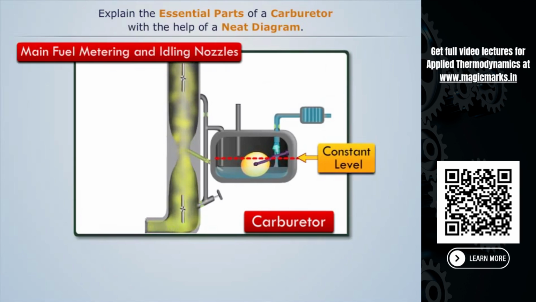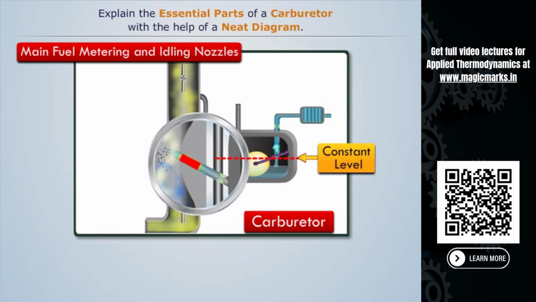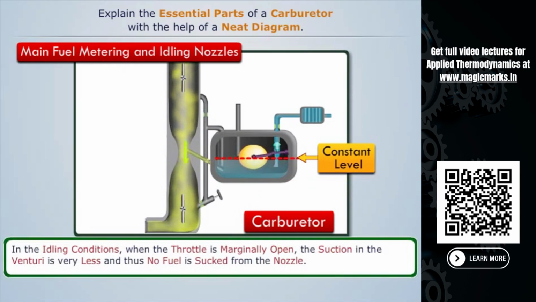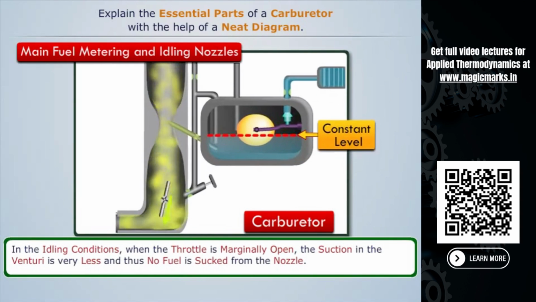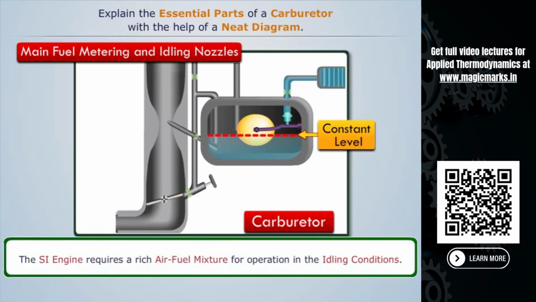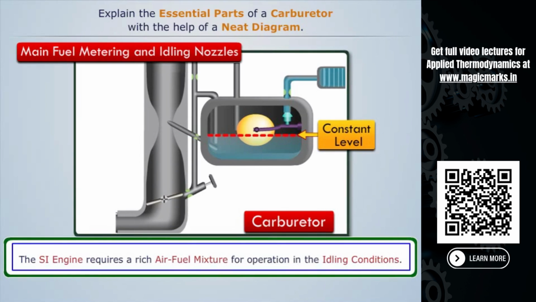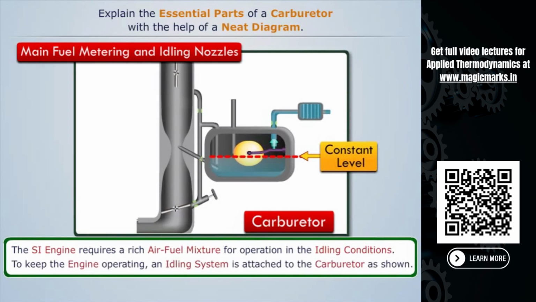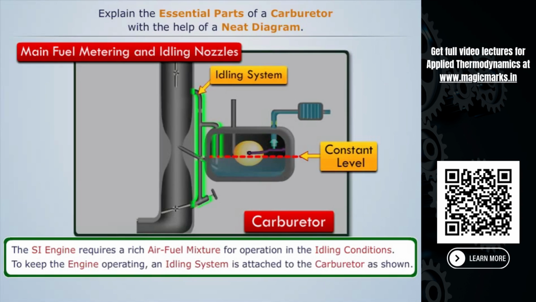We know that under normal conditions, the fuel passes through the main fuel metering orifice, which regulates the air-fuel ratio as per the requirements. But in the idling conditions, when the throttle is marginally open, the suction in the venturi is very less, and thus no fuel is sucked from the nozzle. Also, we know that the SI engine requires a rich air-fuel mixture for operation in the idling conditions. So, to keep the engine operating, an idling system is attached to the carburetor as shown in the figure.